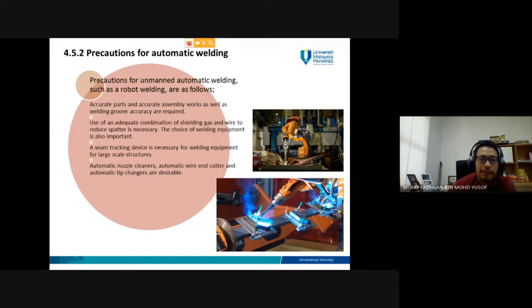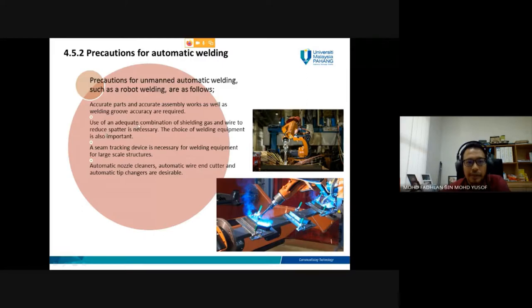So this is the list of some of the important precautions needed for semi-automatic welding. Now let's look into the precautions for automatic welding. The difference from semi-automatic is that it uses no operator at all. All of the machinery is operated by a robot, using a robotic control system and so forth. Precautions for unmanned automatic welding, such as robot welding, are as follows. Accurate parts and accurate assembly work as well as welding groove accuracy are required.